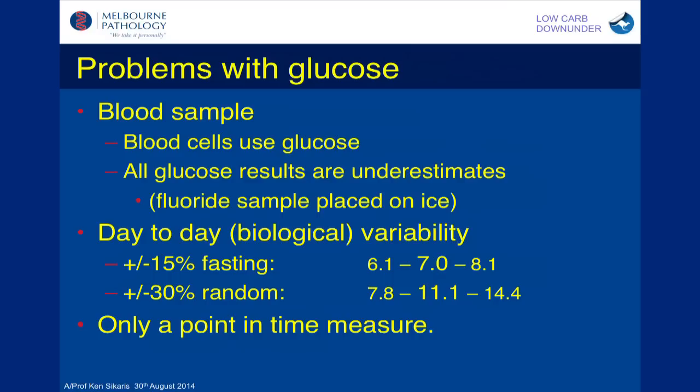Day-to-day variability. If I take your sugar today and it's 7 fasting, well, tomorrow it'll be somewhere between 6.1 and 8.1. It varies so much from day to day. So one of the reasons why people are so insecure about using glucose to diagnose diabetes, to get a handle on this disease, is because it's a terrible test.